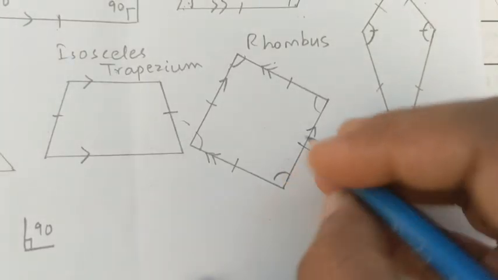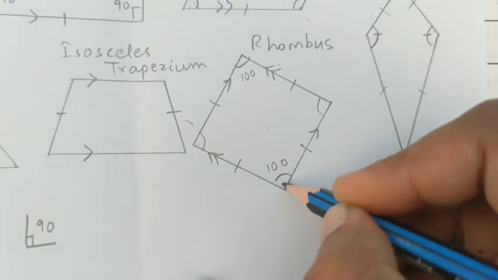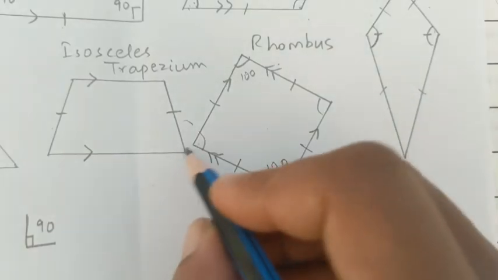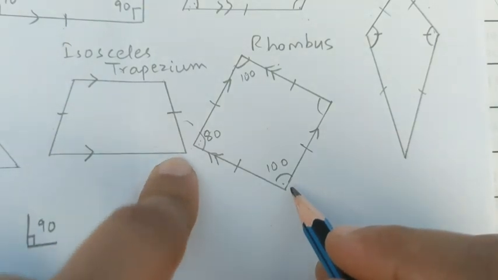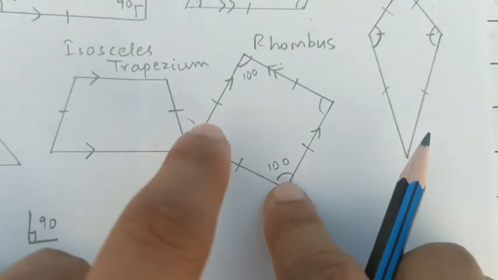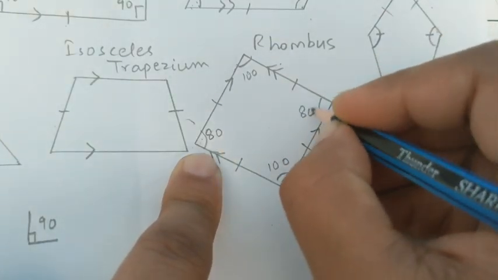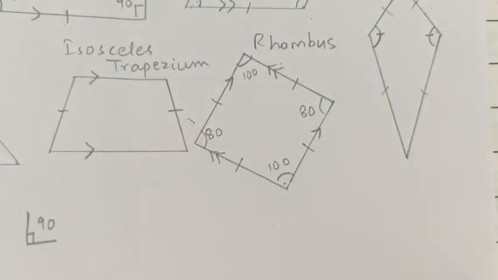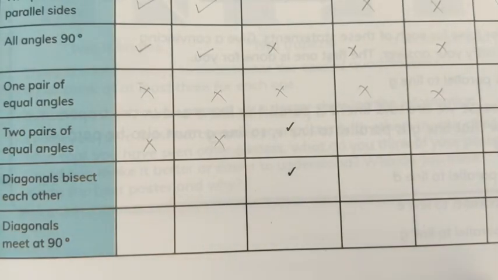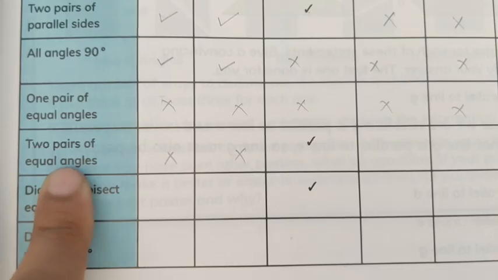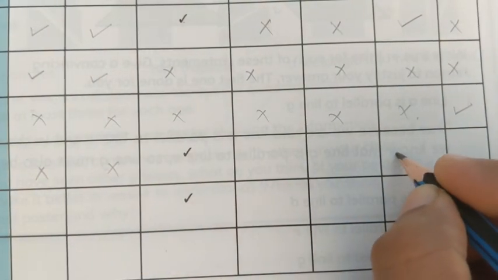But yes, if one of the angles is, let's say, 100, this one is also 100, and then these two angles are supplementary as well. If one is 100, the other one would be 80, because supplementary means the angles have a sum of 180 degrees. When we add these two adjacent angles, it must be 180. So if one is 100, the other one must be 80, and the opposite would also be 80. So in a parallelogram and a rhombus, we have opposite angles equal to each other, giving two pairs of equal angles.